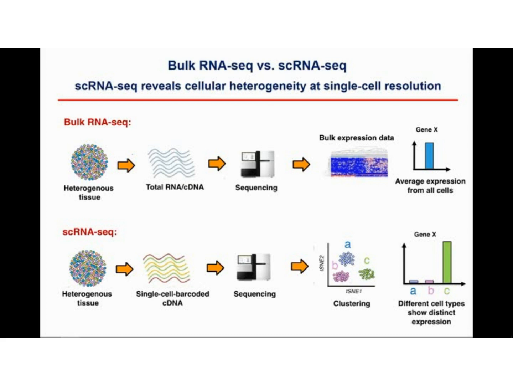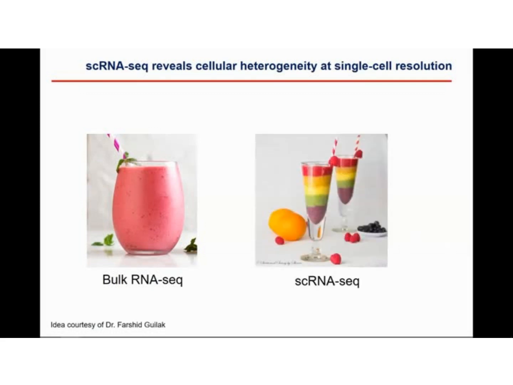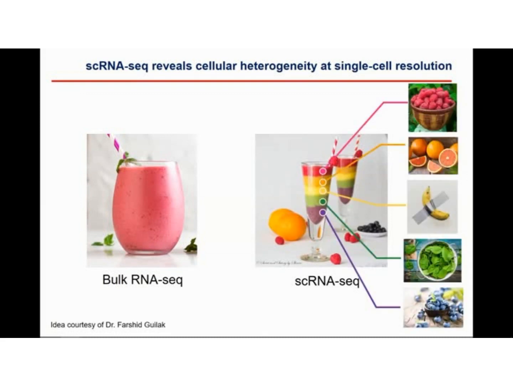One really interesting analogy to think about bulk RNA sequencing is like drinking a mixed smoothie. It's a really rich smoothie, and you can taste all the different flavors, but you just don't know what they are. But when you do single-cell RNA sequencing, it's like you're drinking a rainbow smoothie. You can see the clear layers here, and it will tell you the specific components within your smoothie. And hopefully you might be able to identify a precious component in your smoothie.